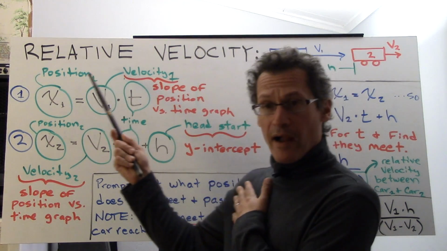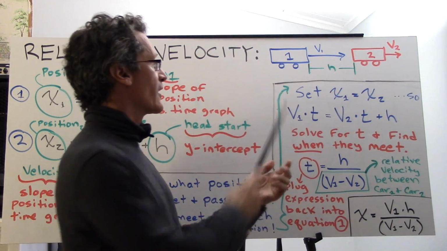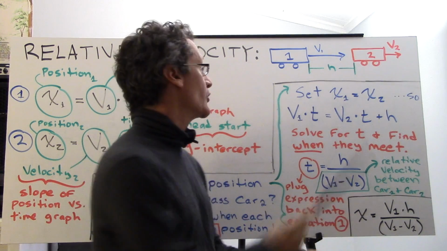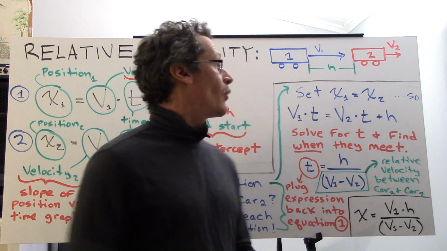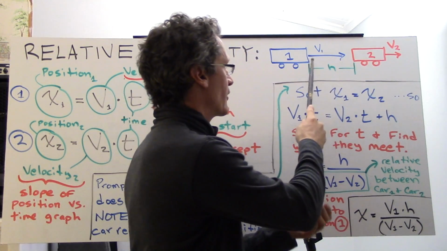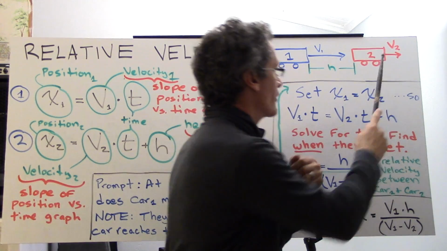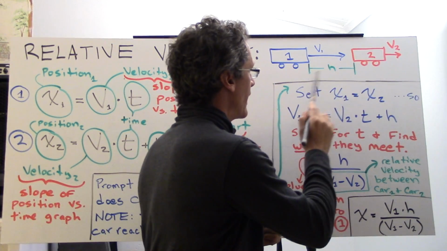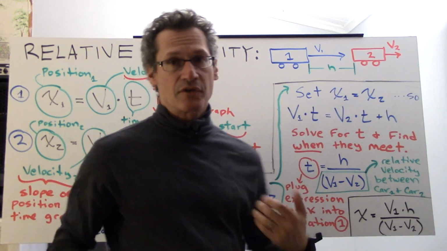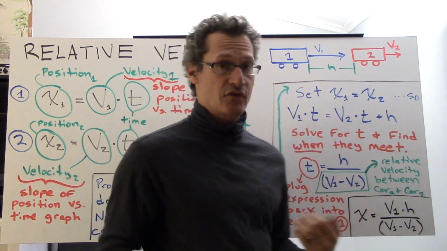Hello peeps! Our topic is relative velocity. We've got a situation here where we've got car 1 in blue, car 2 in red. Car 1 is traveling at velocity v1. It's faster than v2. This vector arrow is longer, therefore representing higher velocity than the shorter arrow of v2, yet v2 has a head start of h. And so what we're going to try to figure out is when car 1 catches up to car 2.